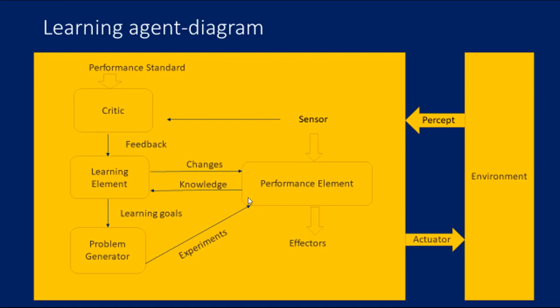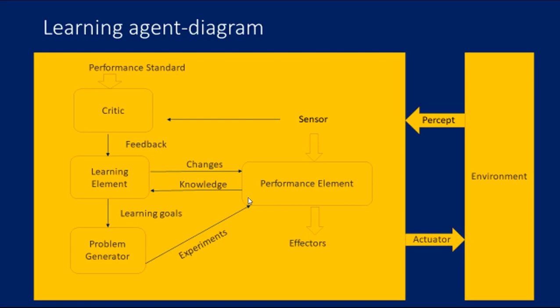Hope you understand now. The last component is the problem generator. The performance element only suggests actions that it can already do, so we need a way of getting the agent to experience new situations. This is what the problem generator is for. This way the agent keeps on learning.